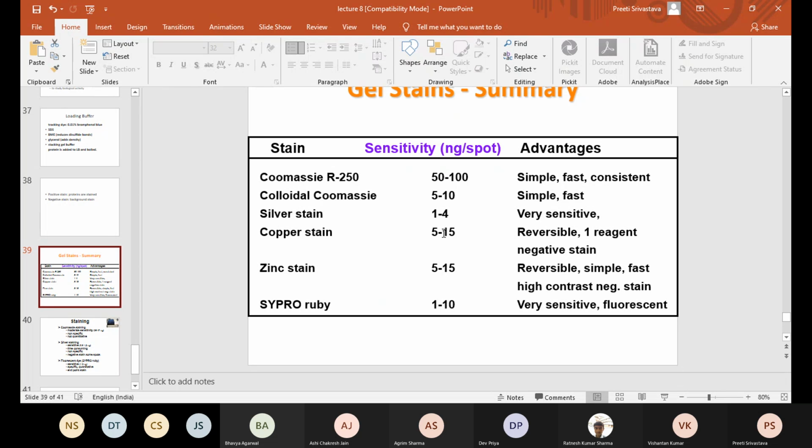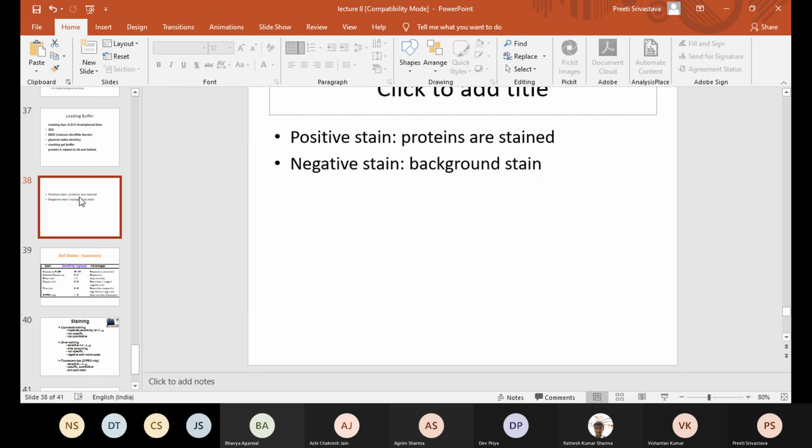So we discussed that silver stain and fluorescent dyes have higher sensitivity, in the sense that even 1 nanogram of protein will be visible. Then I explained that these stains can be classified into two types: positive stain and negative stain. Positive stains are the stains where the proteins are stained. For example, Coomassie Brilliant Blue is a dye which imparts blue color to the protein. So the proteins are stained. Fluorescent dyes such as SYPRO Ruby, Cy3, Cy5 are all positive stains because the proteins are stained in these gels.